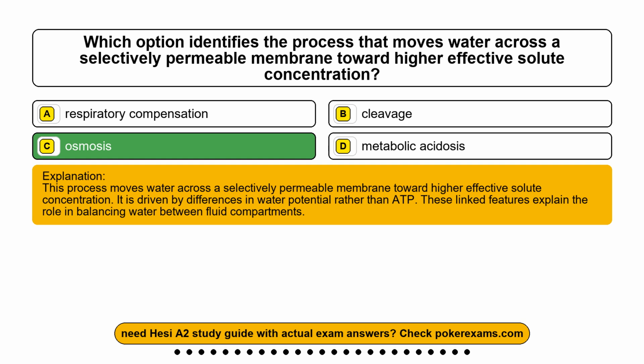This process moves water across a selectively permeable membrane toward higher effective solute concentration. It is driven by differences in water potential rather than ADP. These linked features explain the role in balancing water between fluid compartments.